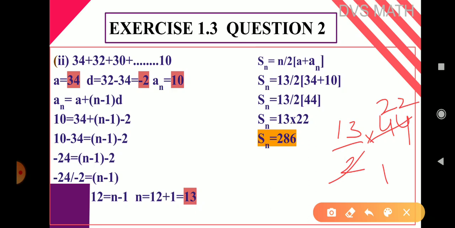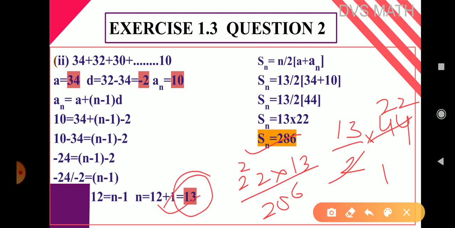Just you divide these two. If it is like this, you can cancel easily. Otherwise, you have to multiply the numerators and keep the denominator as it is. So here it is divisible. 2 1s are 2, 2 22s are 44. Now 22 into 13. 13 2s are 26, 2 carry. 13 2s are 26, 28. So how many did we get? 286. The sum of 13 terms.